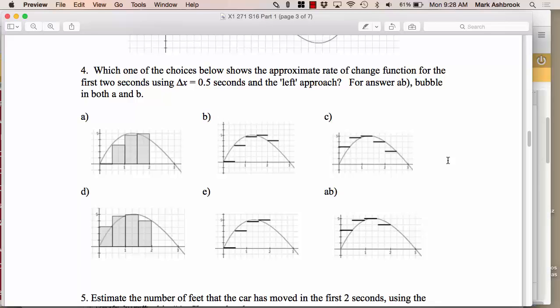So E would be the right one. Okay, so this is the approximate rate function. For a left approach, we're using the rates at the left side of each interval. And we don't want this one because this actually goes out to 2.5. And we just want the first 2 seconds. So this goes out to 2.5, so that one's not right. So we want E. Okay, E is the answer to this question.